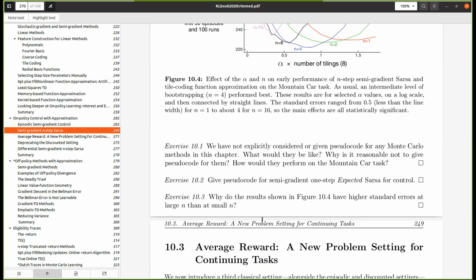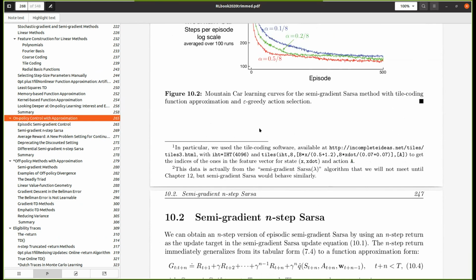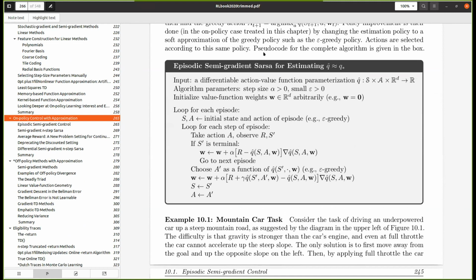Okay, so the next question would be, give a pseudocode for semi-gradient one-step expected SARSA. And as you remember, the only difference, let's get to the regular SARSA algorithm and try to think how it should be changed to get to expected SARSA. The difference was that in a case of SARSA, we are using a sampled action for our update here. But in expected SARSA, we should take an expected value of our action value function in this expression.